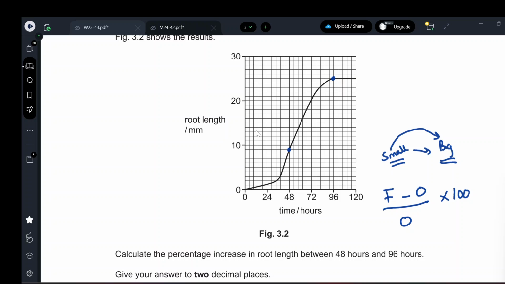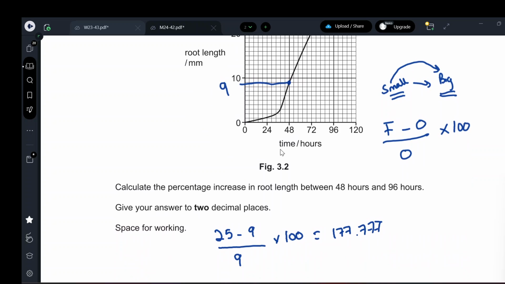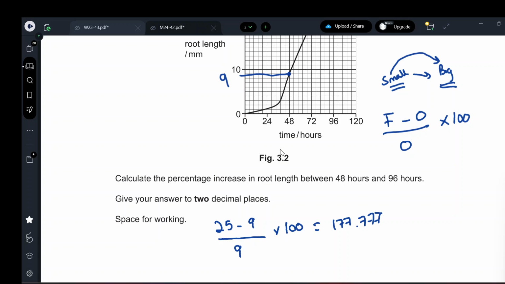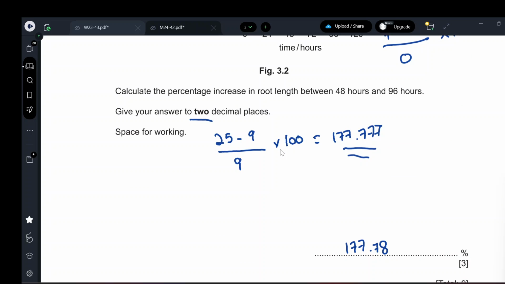He wants you to calculate the percentage increase between 48 hours, here, it was 9, and 96 hours, it was 25. What am I going to do? Final minus original over original times 100. 25 minus 9 over 9 times 100. This is the result I got on my calculator. I wanted it to the nearest 2 decimal places, so this is how I put the number.